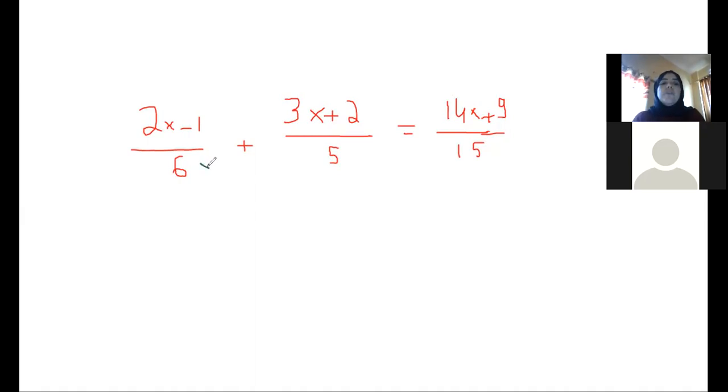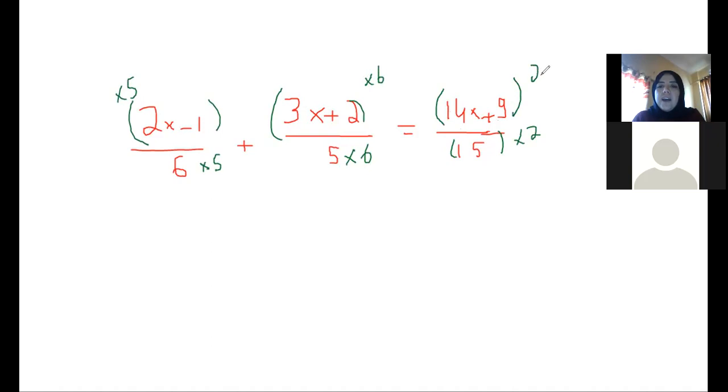So what do you think you're going to multiply the first fraction by? By 5. Very good. That means I have to multiply all of this by 5. Now the second fraction? By 6. Excellent. So I have to multiply all this by 6. And what about the last one? By 2. Very good. So now what do you have, Kalam? The same denominator for all, right? Which is?